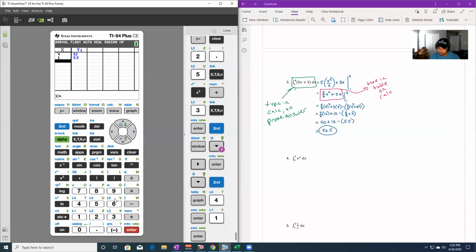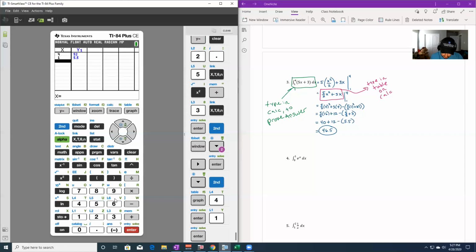Because what I want to see on the test is all of this worked out still. That's it, okay? All of it worked out. Don't just type it in and give me an answer. You're gonna get points taken off. Okay, excellent. Let's keep moving.